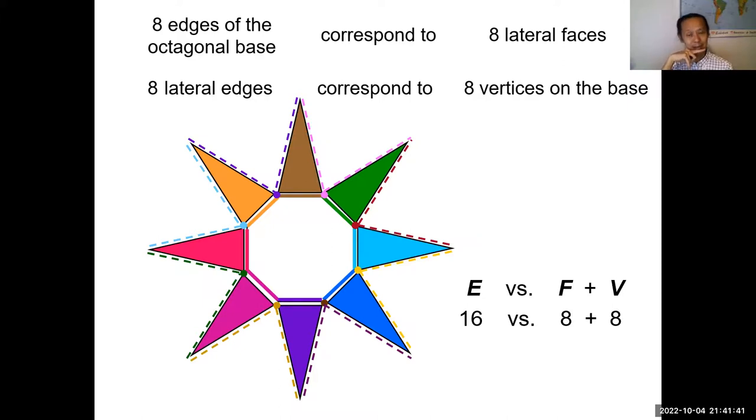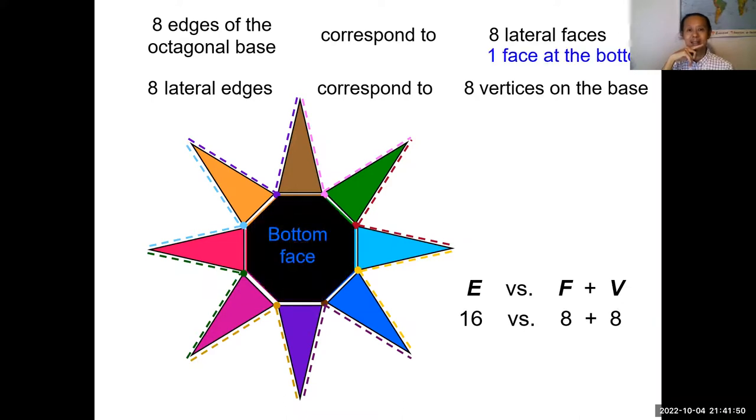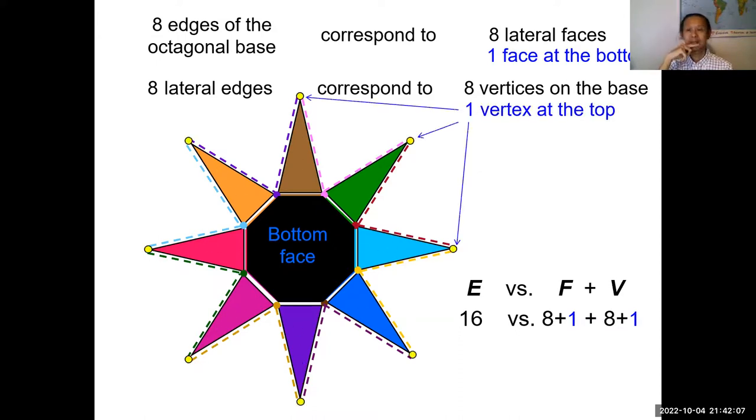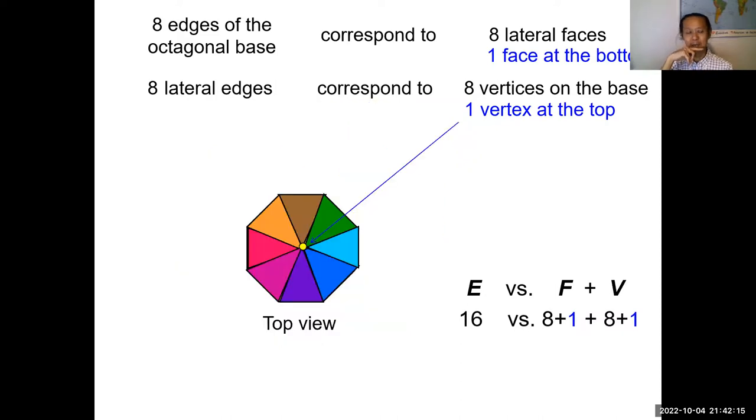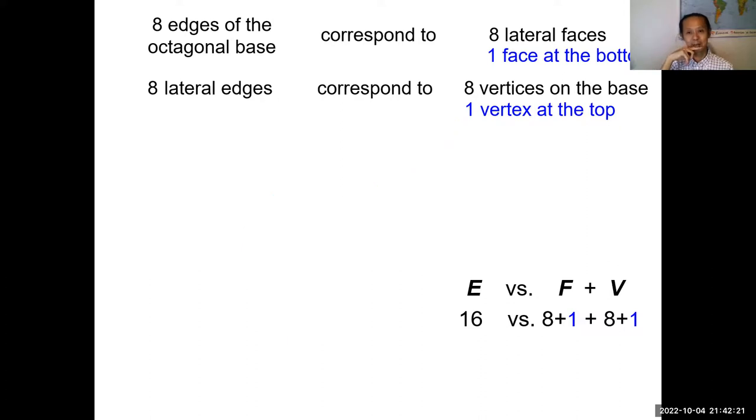Can we have an equation right now? Not yet. Why? Because there is actually one more face. Where is that? The base, right? So we really have 8 plus 1 faces. What about the vertices? Is that all? Is there 8? Can you think of one more? There is one more vertex at the top. We call it the apex. If you fold all the 8 lateral faces and view it from the top, the apex is right in the center. That's the top view.